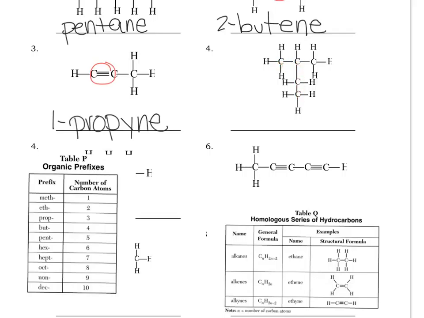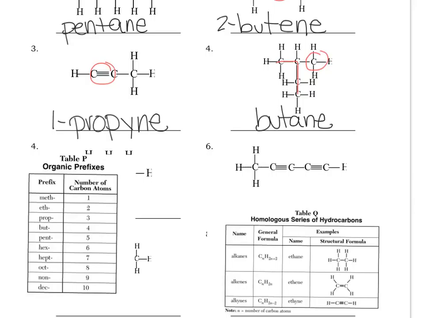So my longest chain is actually 4 carbons long, making this my branch. So I'm going to go ahead, 4 carbons, looking at table P is but. They all are single bonded, which will give me an ane ending.